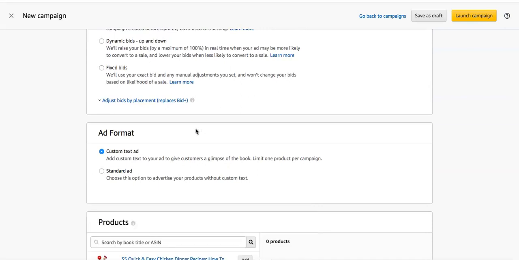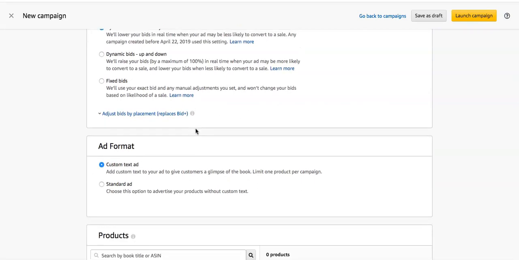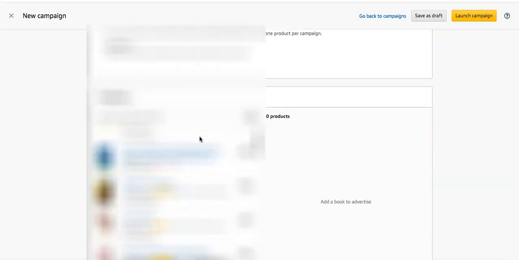Now, this custom text ad, that's where you're going to write a little blurb about your book, or you can do a standard ad where your book cover shows up, but you do not have to write any kind of ad copy. Typically, I'm going to put custom text because I just want to have that other chance to sell to the reader, and I'll show you that in just a moment. All right, so now I'm going to come here, and I've got some of my stuff blurred out.